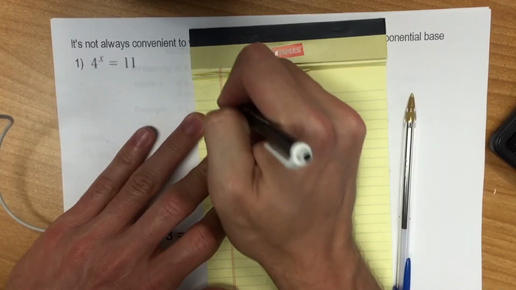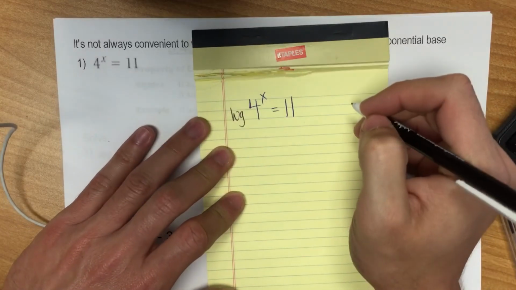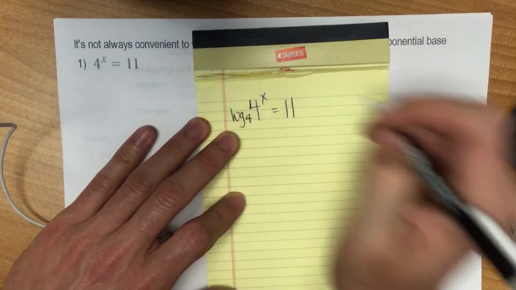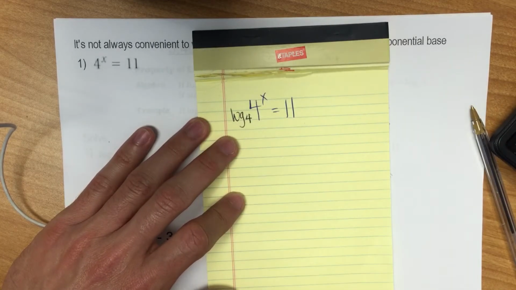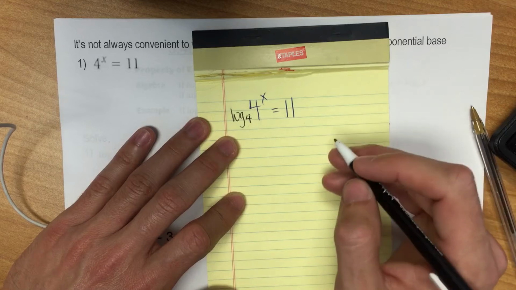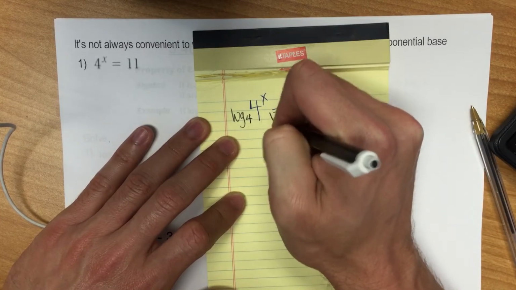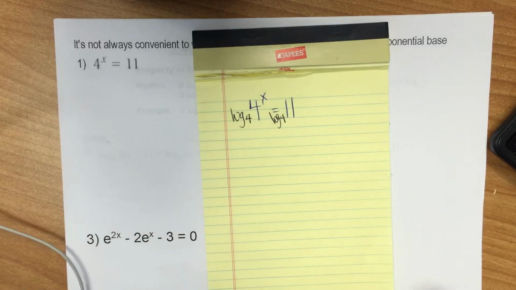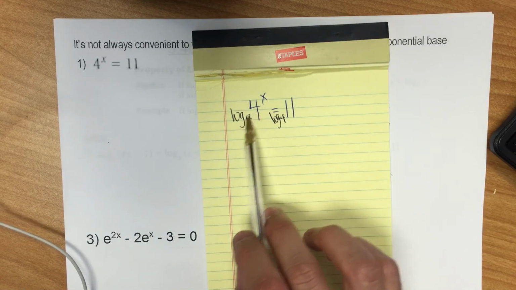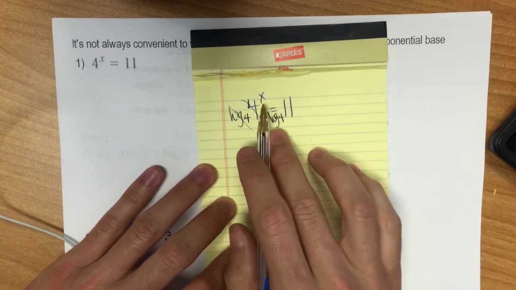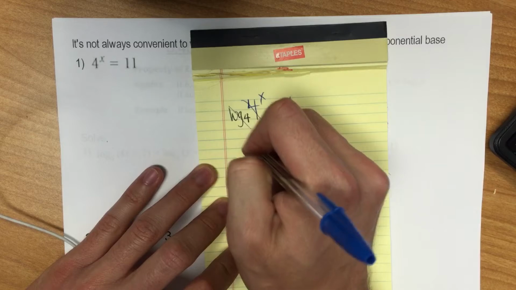So when I take my log, the way we get logs and exponentials to cancel out is by taking the same log base as the exponent base. So we're taking the log of both sides. Now, if I do that to the left-hand side, I would have to do that to the right-hand side. So I would be taking the log base 4 of both sides of the equal sign. Now, what does that do for me? The log base 4 and the exponent base 4 cancel each other out. And all I'm left with is what x equals.